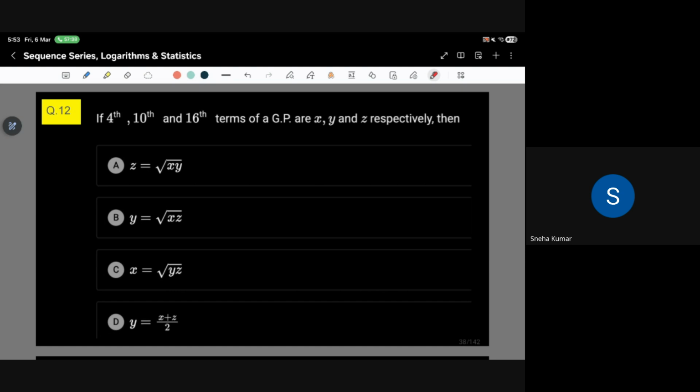Almost everyone answered it. This is a verbal question. See, every term is at the same distance, 6 units. So y will basically be the geometric mean of x and z. So y will be root xz.